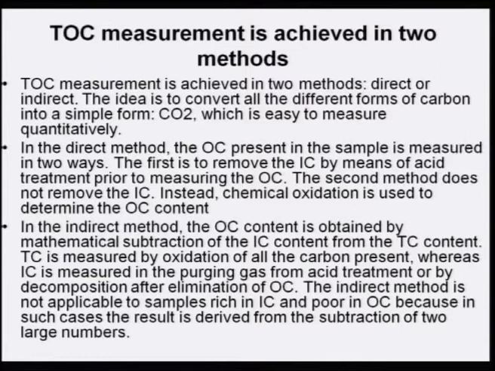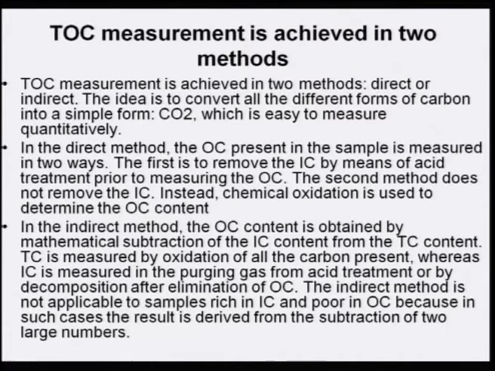TOC measurement is achieved in two methods, either by direct method or indirect method. The idea is to convert all the different forms of carbon into a simple form, carbon dioxide, which is easy to measure quantitatively. In the direct method, the organic carbon present in the sample is measured in two ways.